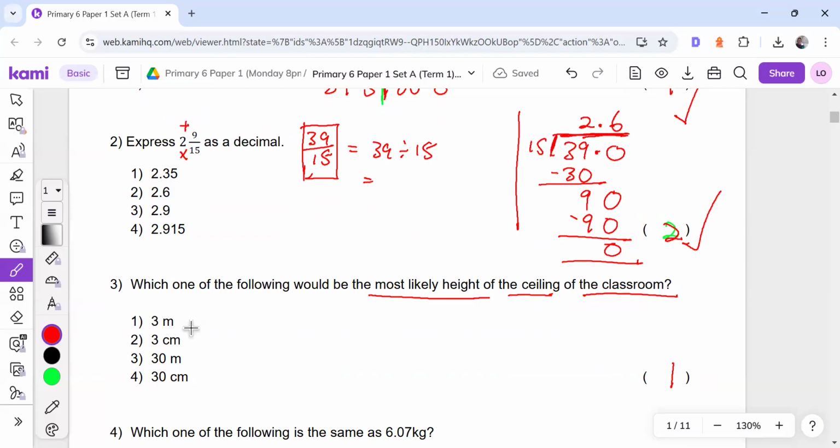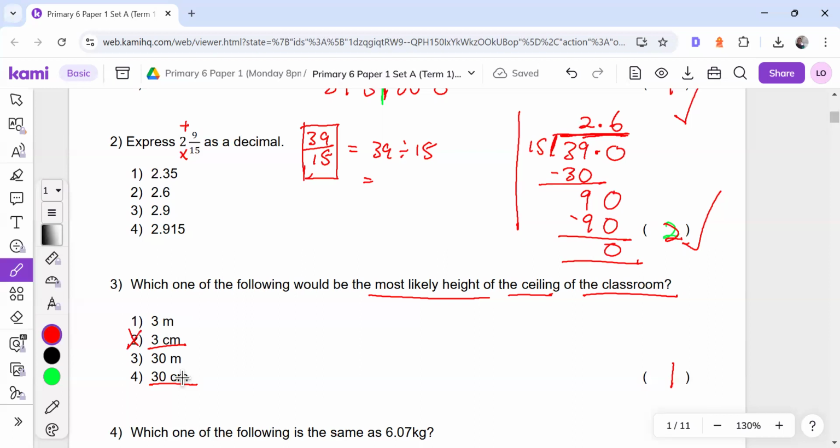Do you think your ceiling is 3 centimeters? 3 centimeters is your ruler. Then how are you going to squeeze inside your room? 3 centimeters, your ceiling? So number 2 is out. Do you think your ceiling is 30 centimeters, which is how long? By the way, 3 centimeters is like this.